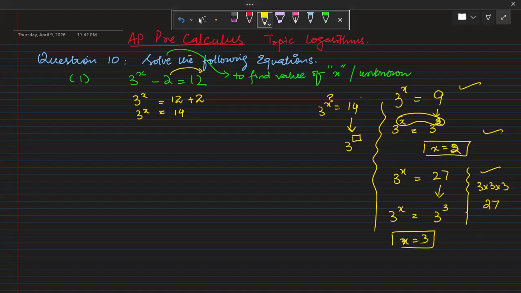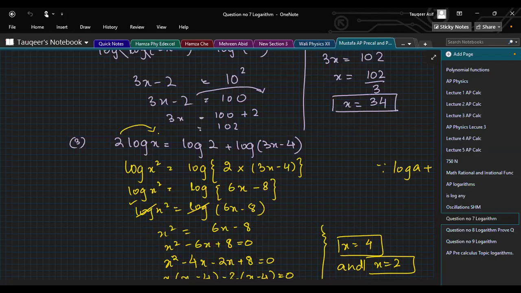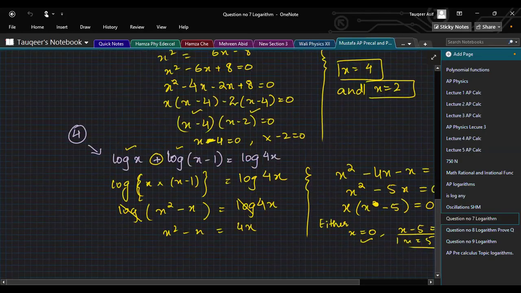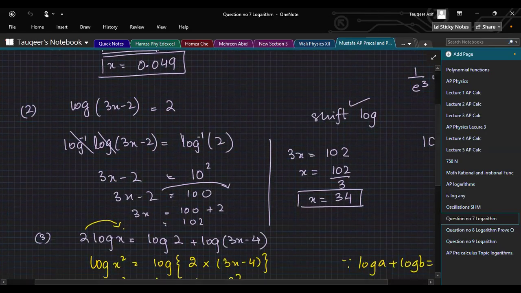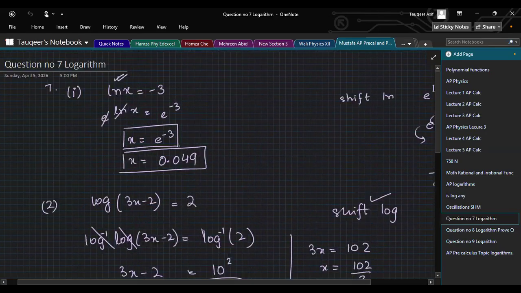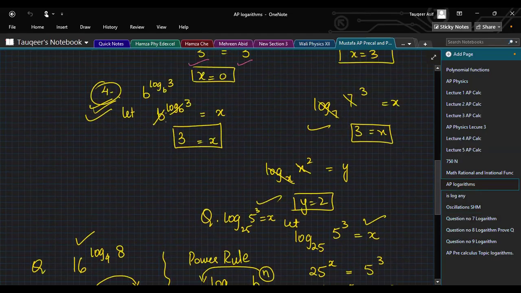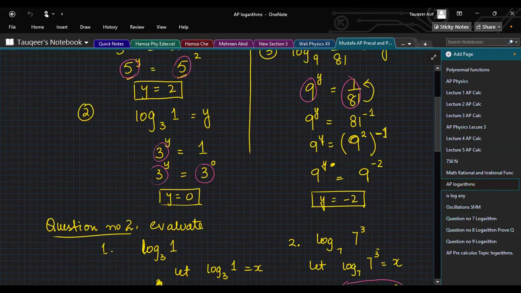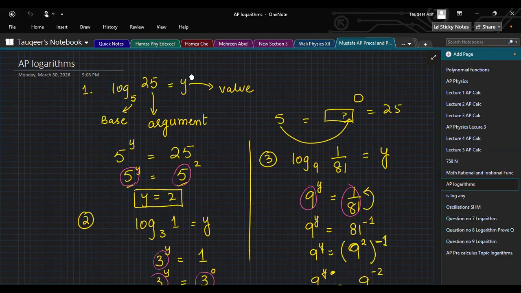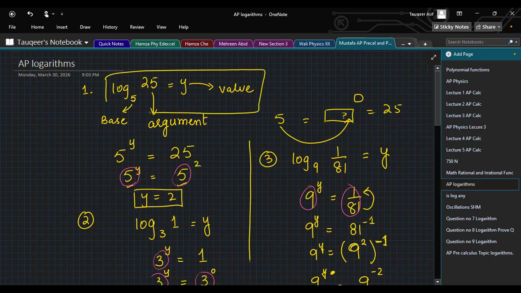Let me show you here. Shifting a number, if a number can be written, where did I do that question? Logarithm. So can we use this method? You remember? The base is there, the argument is there, the value is there, right?